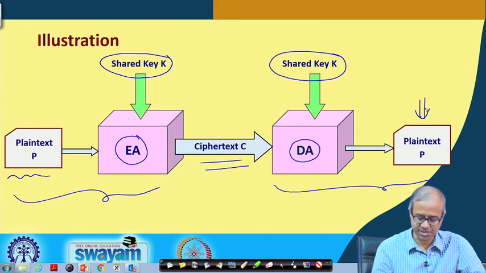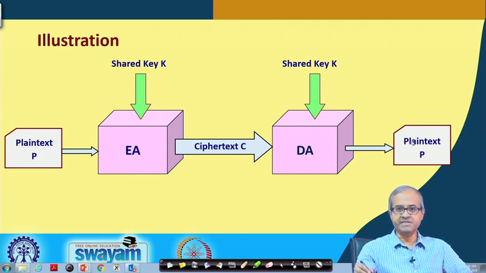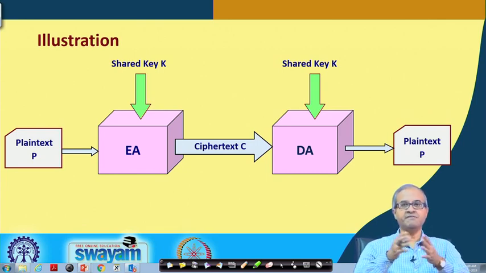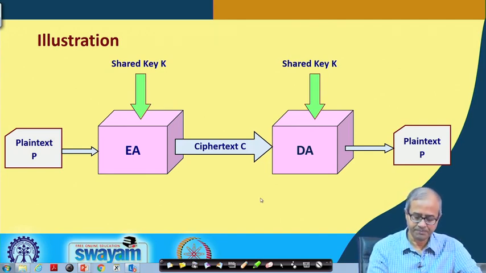This is how symmetric key algorithms work. So, the point to note is that the receiving end, unless that party has the same value of the key k, will not be able to decode it, which means an intruder who will not be having the value of k, even if the intruder knows the encryption and decryption algorithms, will not be able to decode the ciphertext, because the value of k is not known.